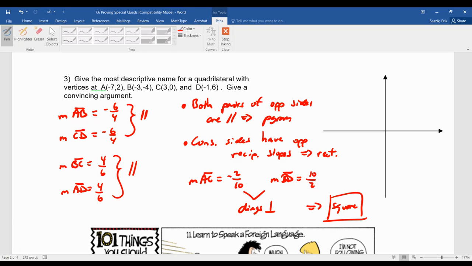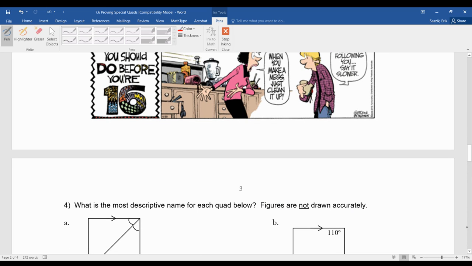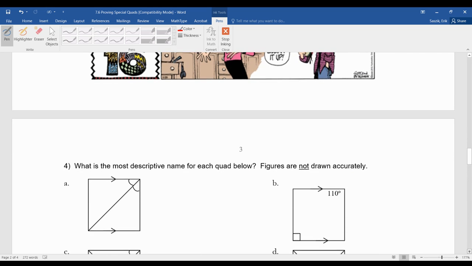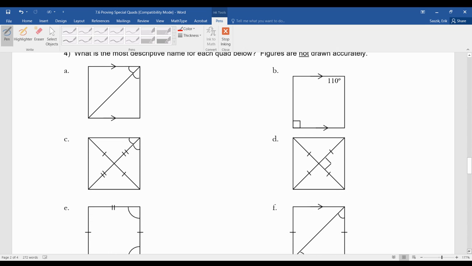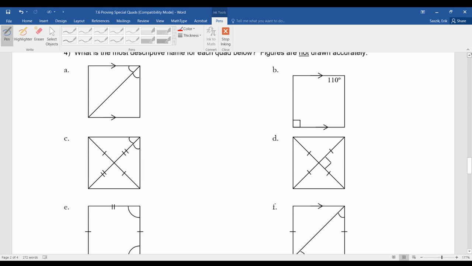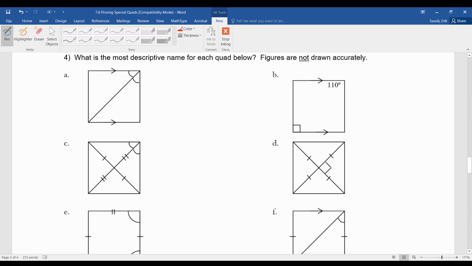That's called a coordinate proof, though. You're going to see some more of those later. Okay? So coordinate proof, remember, is not a two-column proof. These are cool. These are box problems. You're asked to write down what is the most descriptive name for each quad below based on the tick marks and the given information. You should stop this right now and see if you can do this yourself.